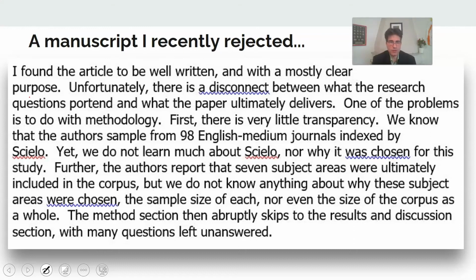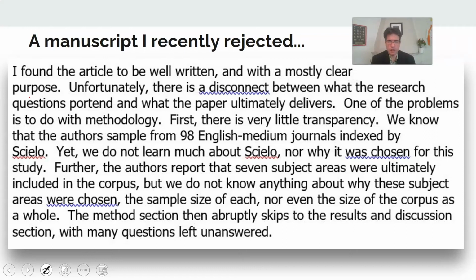One of the problems is to do with methodology. First, there's very little transparency. We know that the authors sample from 98 English medium journals indexed by SciELO. Well, we do not learn much about SciELO, nor why it was chosen for this study.